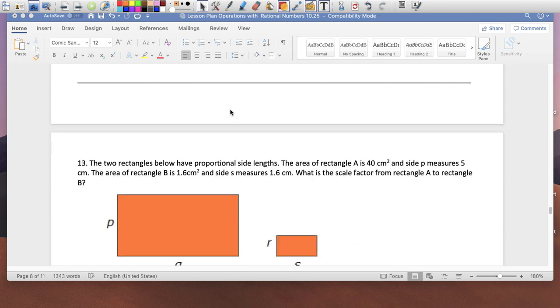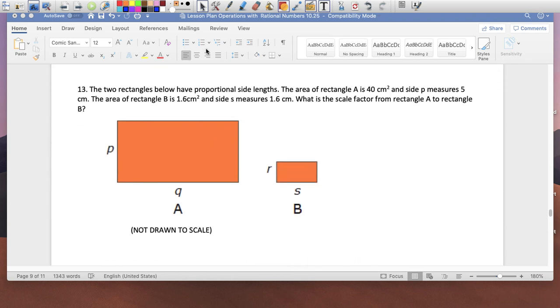Moving on. 12, same thing. 13, I think. So two rectangles. The area of P is 40, so this times this is 40. And the side P measures 5. And this is 40 centimeters squared. So if this is 40 centimeters squared, this has to be 8, right? Because 5 times 8 is 40. So that's how I got the 8.